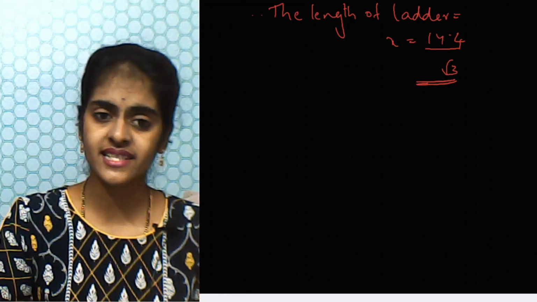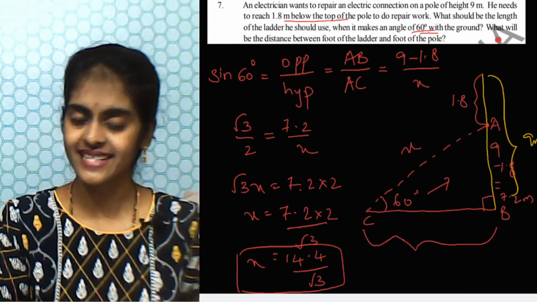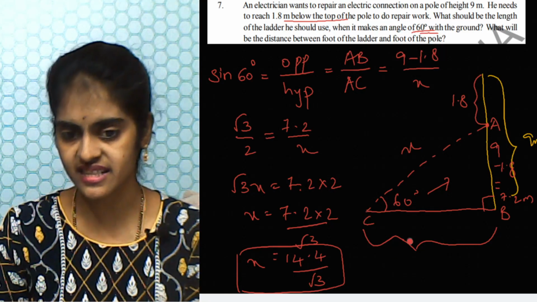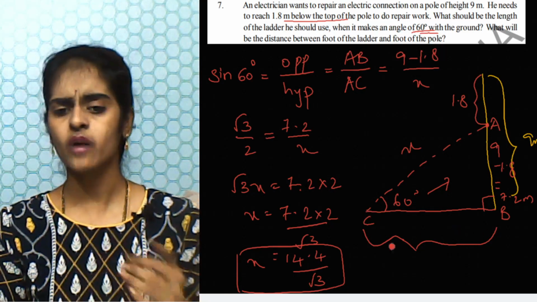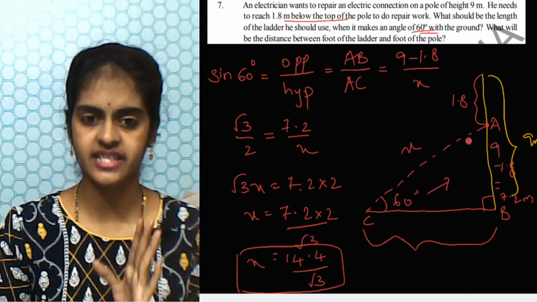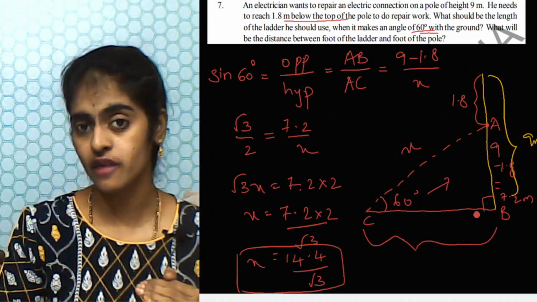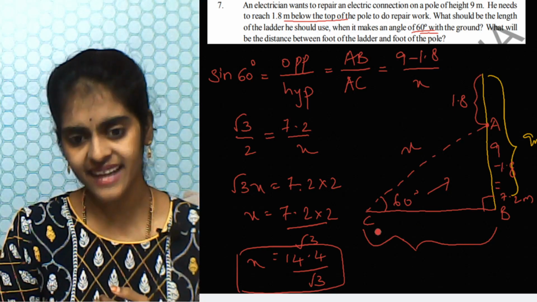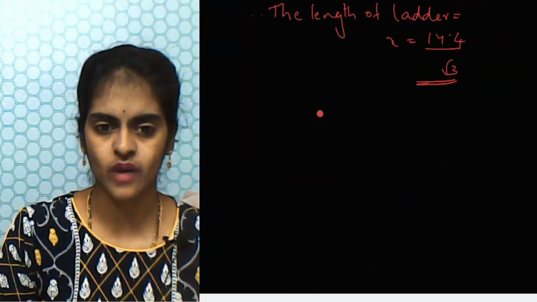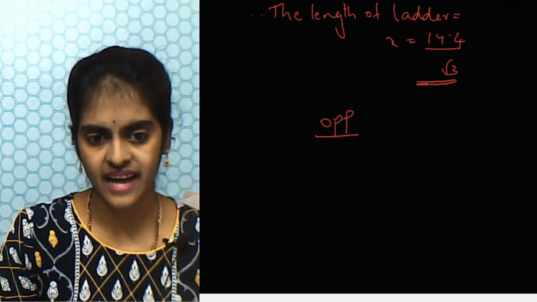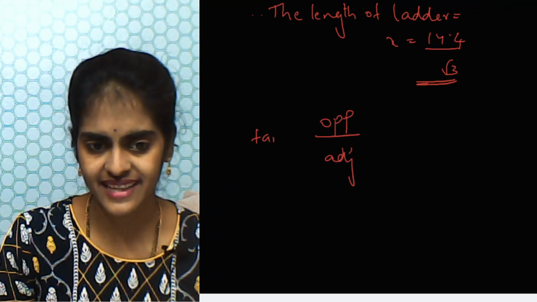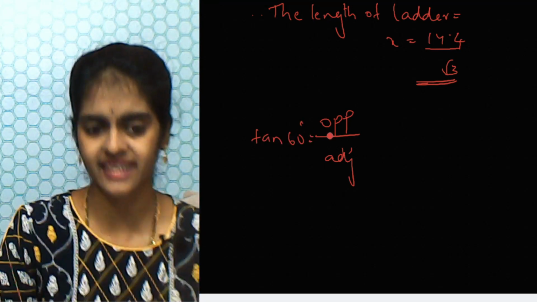Okay, now what is the second bit of the question? The second bit is what will be the distance between the foot of the ladder and the pole. So this distance BC you want. So how can you find BC? Now you have the AB value, which is 7.2, and the BC value you have to find. So this is the opposite side, and this is the adjacent side for angle 60. I have an opposite side and an adjacent side, so which value will I take? Obviously we'll take the tan value. So tan of 60, here the angle is 60.